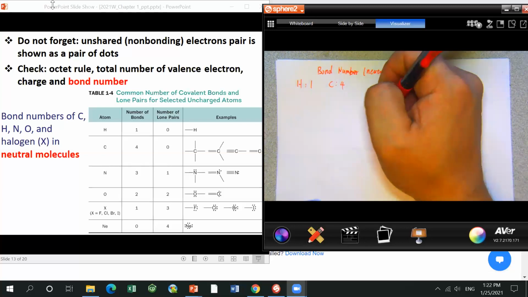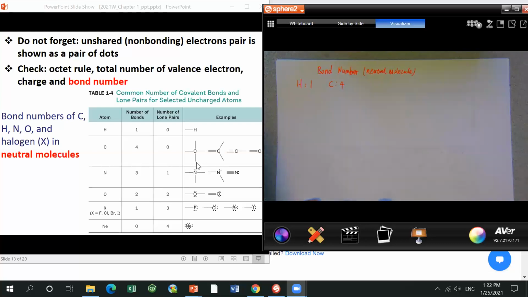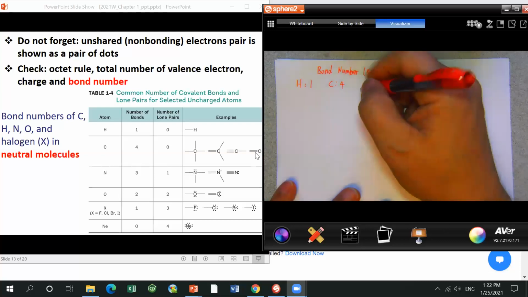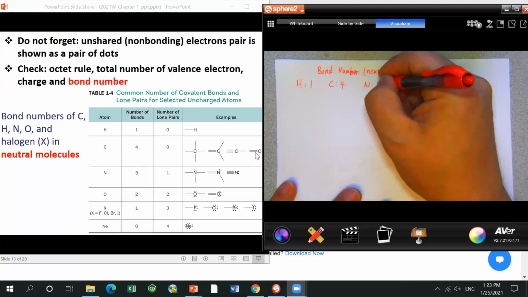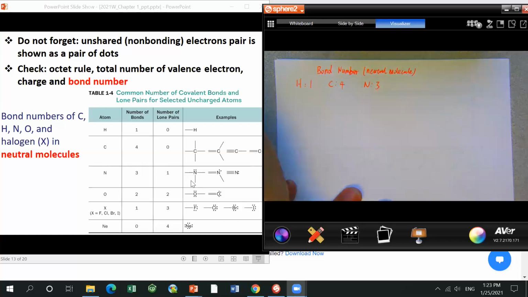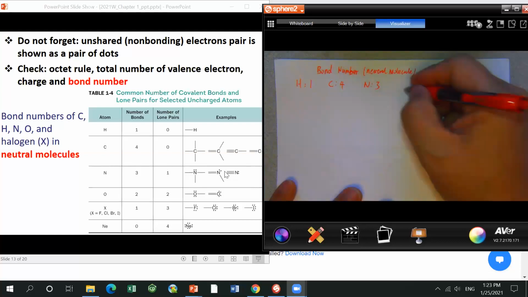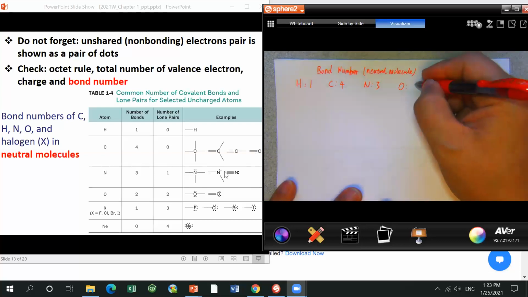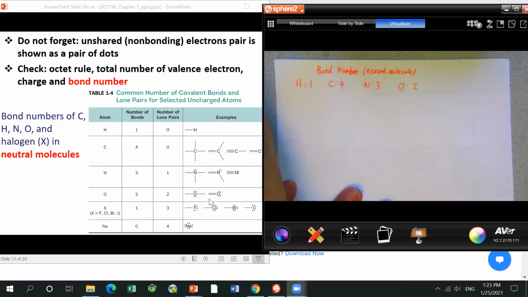For these 4 bonds, it can be 4 single bonds, or 1 double bond and 2 single bonds, or 1 triple bond and 1 single bond, or the last one, 2 double bonds. That's something to keep in mind. Nitrogen normally builds 3 bonds, with 1 lone pair of electrons. It can be 3 single bonds, or 1 double bond and 1 single bond, or 1 triple bond. Oxygen normally builds 2 bonds with 2 lone pairs, which can be 2 single bonds or 1 double bond.